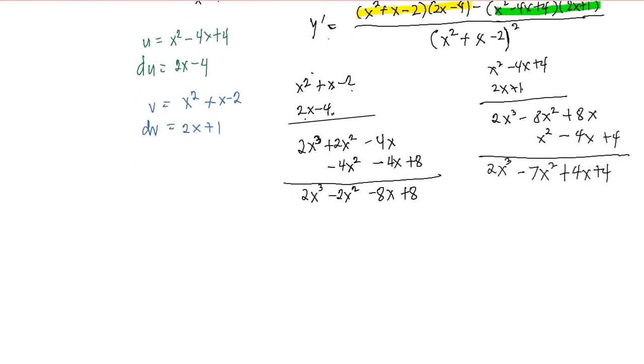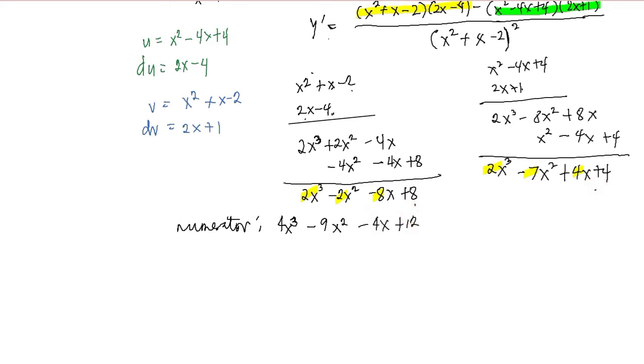And for the denominator, so for the numerator, we have this 2x cubed and 2x cubed. So meron tayong 4x cubed. And we have negative 2 and negative 7. So meron tayong negative 9x squared. And we have here negative 8 and positive 4. So we have here negative 4x and 8 plus 4, that is positive 12.